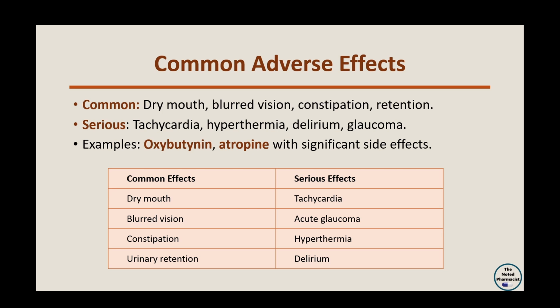Common adverse effects: anticholinergics commonly cause dry mouth, blurred vision, constipation, and urinary retention due to their muscarinic receptor blockade. Serious adverse effects include tachycardia, hyperthermia, delirium, and acute angle closure glaucoma. For example, oxybutynin for overactive bladder frequently induces dry mouth and constipation, while high doses of atropine can precipitate delirium or hyperthermia. These adverse effects not only impact patient compliance but can also necessitate immediate medical intervention, particularly in older adults.